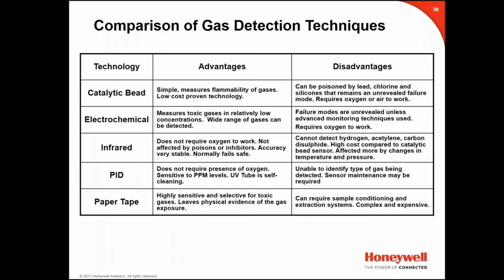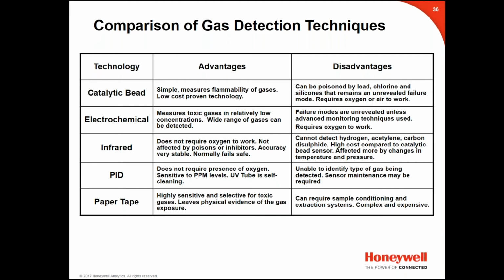Okay, there are advantages and disadvantages to each of these detection techniques. Catalytic bead detectors are simple, low cost, but sensors can be poisoned. Electrochemical cell detection allows for the detection of a wide variety of gases, but failure modes aren't revealed unless advanced monitoring techniques are used. And then infrared detectors don't require the presence of oxygen and are unaffected by typical poisons or inhibitors that might affect a catalytic bead sensor, but the cost is a bit more than a catalytic bead sensor, and it's affected more by changes in temperature, pressure, and humidity.